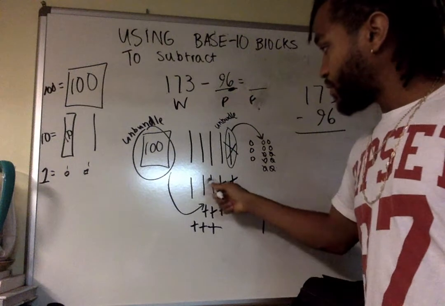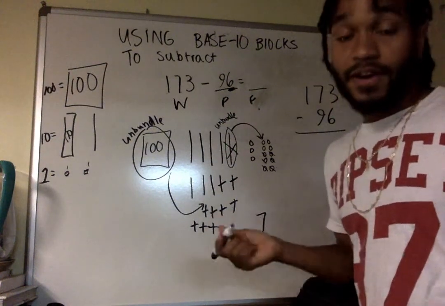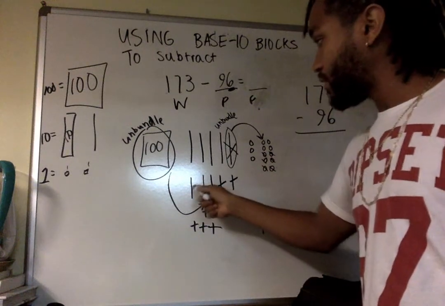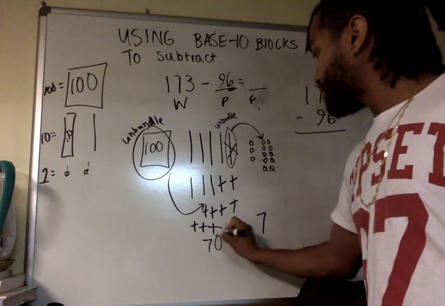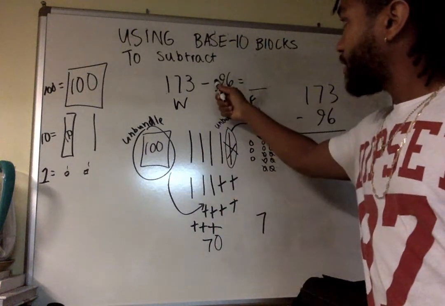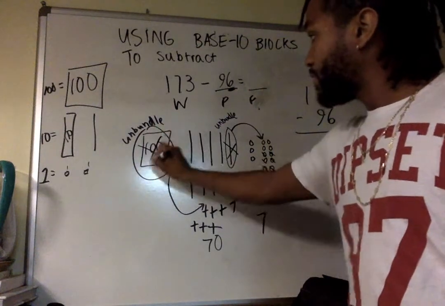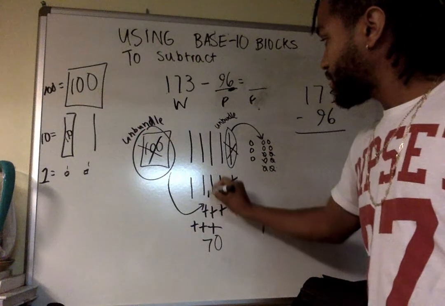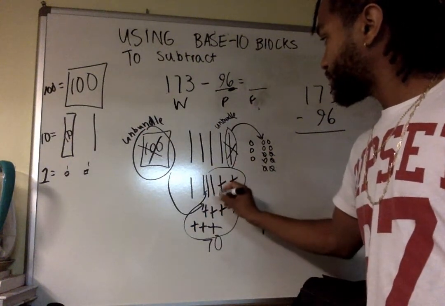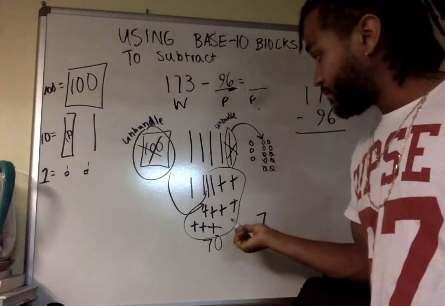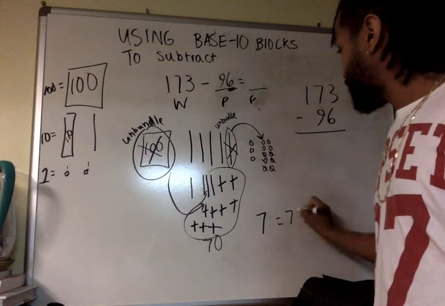I have 1, 2, 3, 4, 5, 6, 7 tens, or if I count by tens, 10, 20, 30, 40, 50, 60, 70. 70. I'm not subtracting any hundreds. Actually, I had no hundreds left because this hundred turned into 10 tens over here. And all I have left is 70 and a 7. So that equals 77.